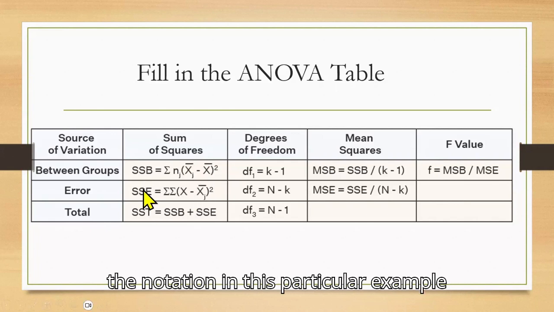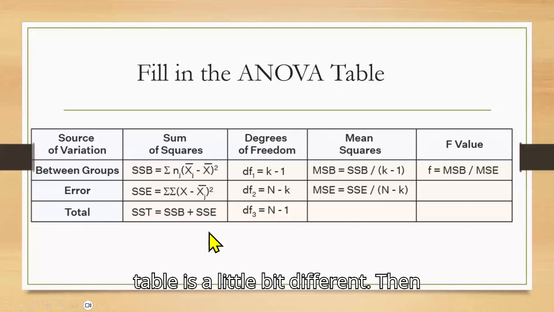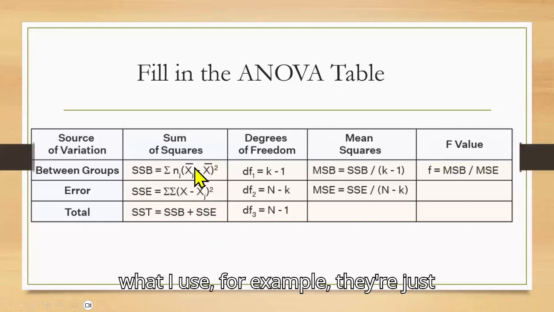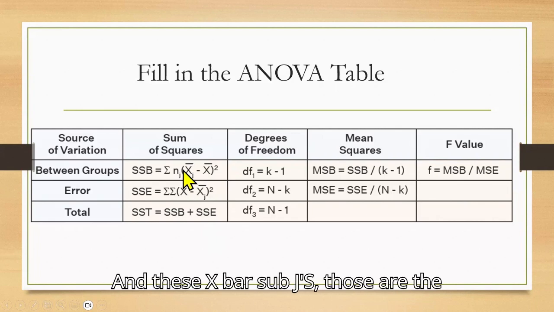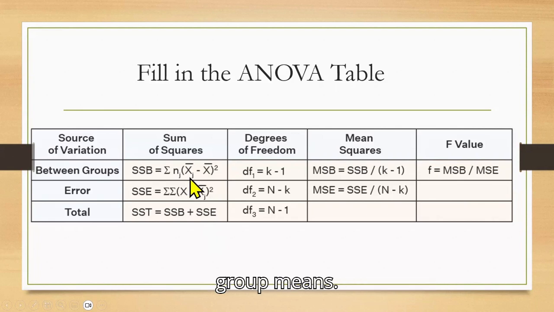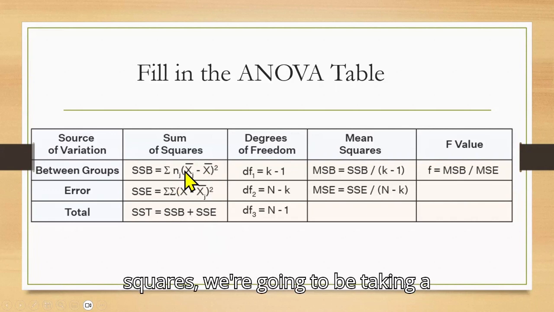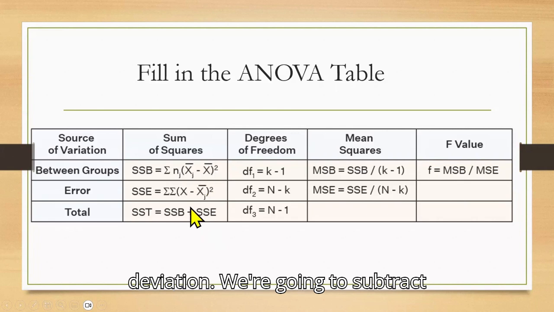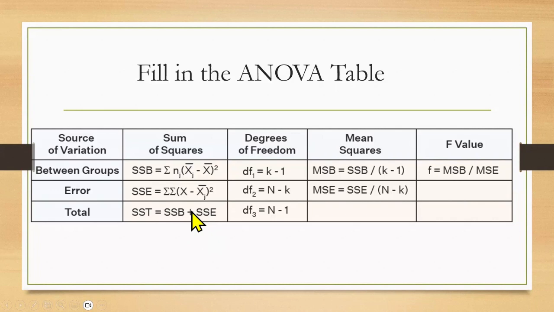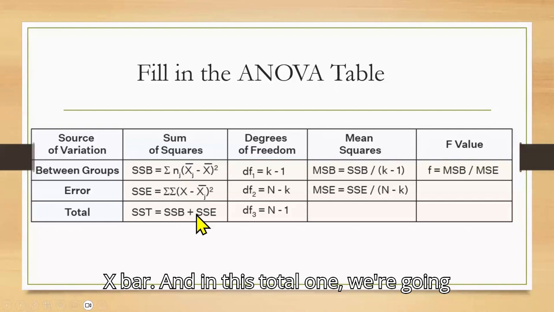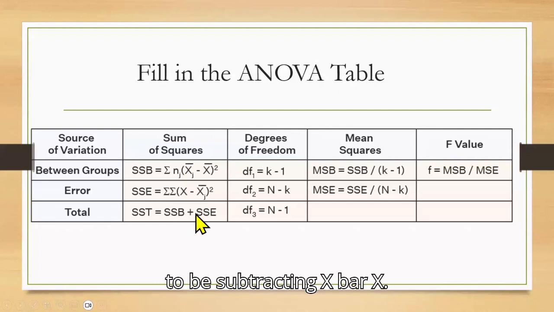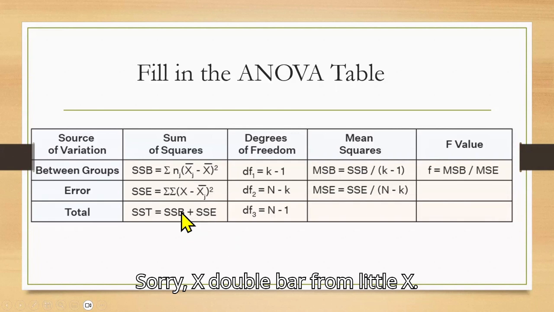Now, the notation in this particular example table is a little bit different than what I use. For example, they're just saying x bar here instead of x double bar, which is the notation I use. And these x bar sub j's, those are the group means. All right, so in each of these sums of squares, we're going to be taking a deviation. We're going to subtract either x bar from x or x double bar from x bar. And in this total one, we're going to be subtracting x double bar from little x.